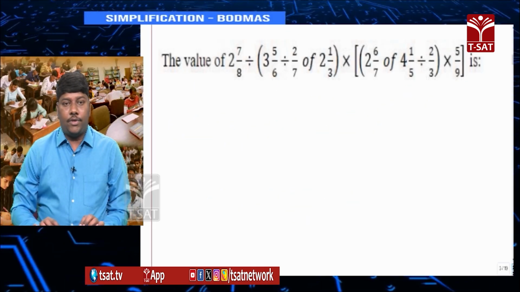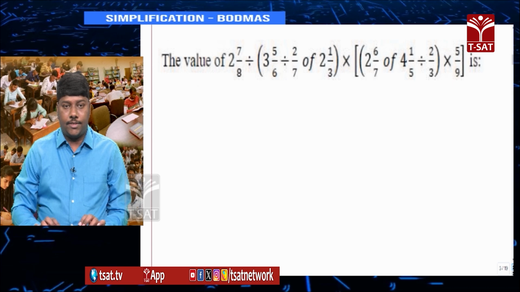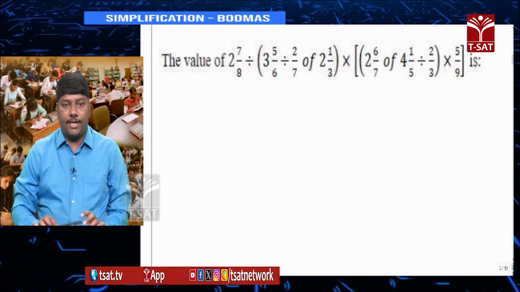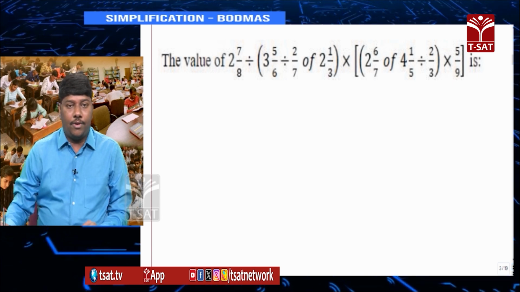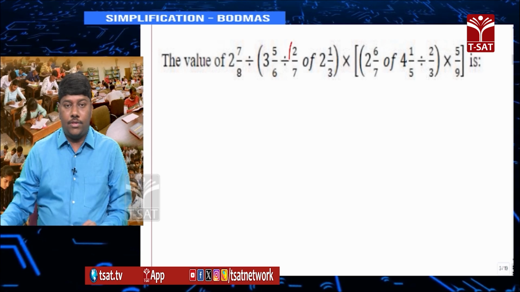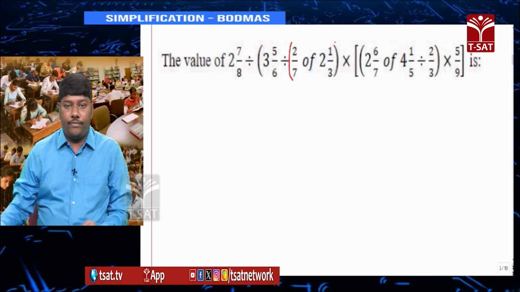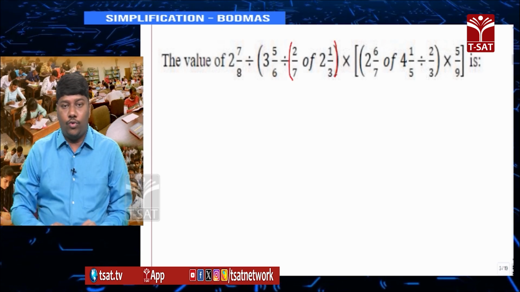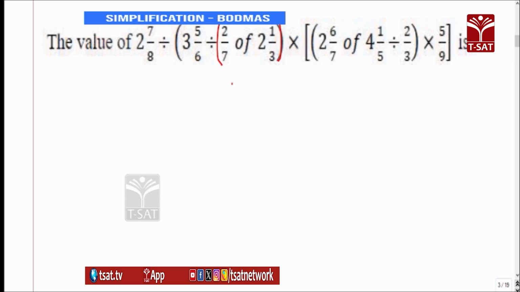So, first you have to solve the things which are inside the brackets. So, I am concentrating on the things which are inside the bracket. Inside the bracket also you have to give priority to of. So, 2 by 7 of this 2 1 by 3. 2 1 by 3 is 7 by 3. So, 2 by 7 into 7 by 3 gives me 2 by 3 here. So, this becomes 2 by 3. So, I am directly writing it as 2 by 3.